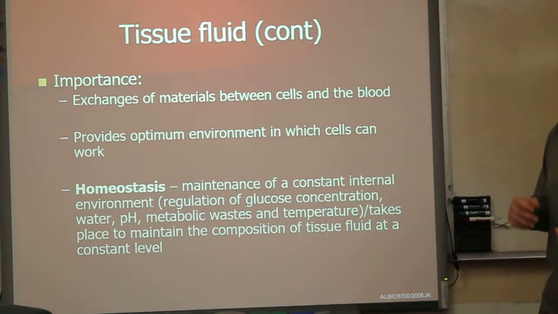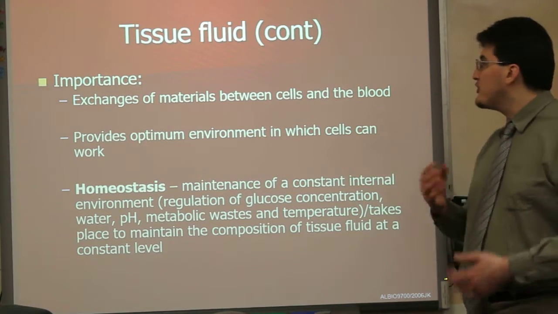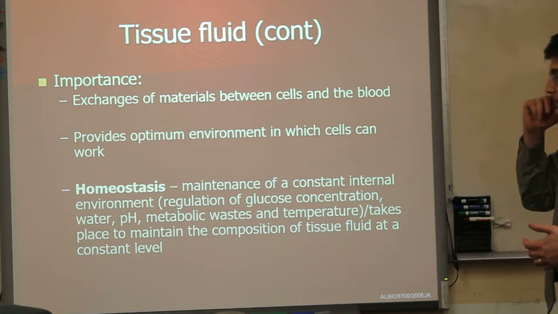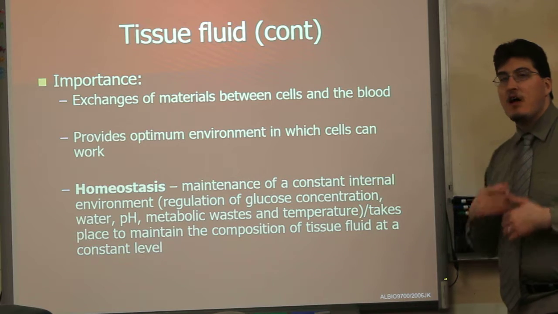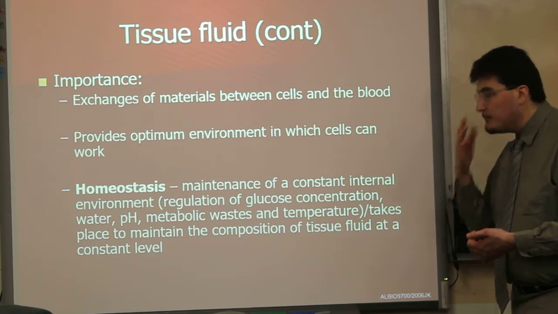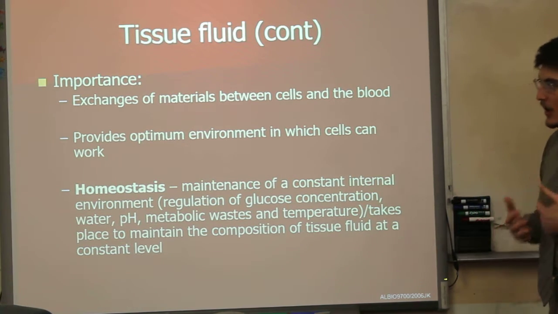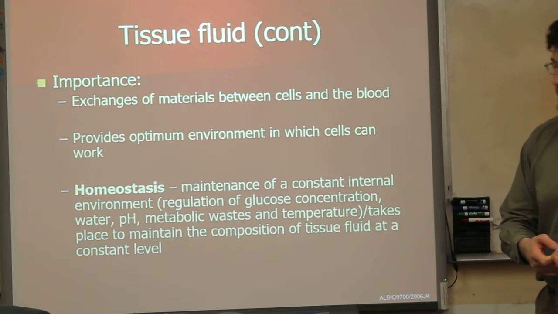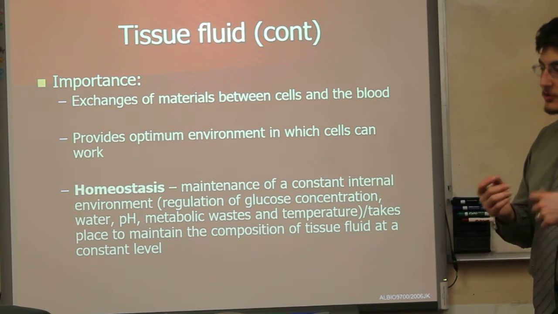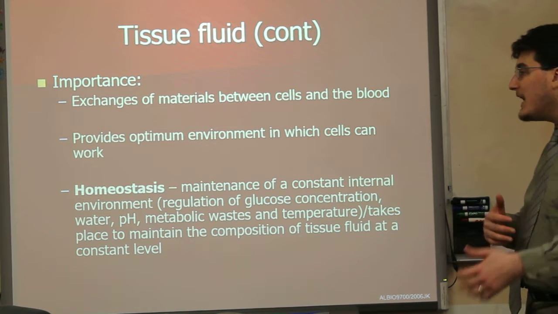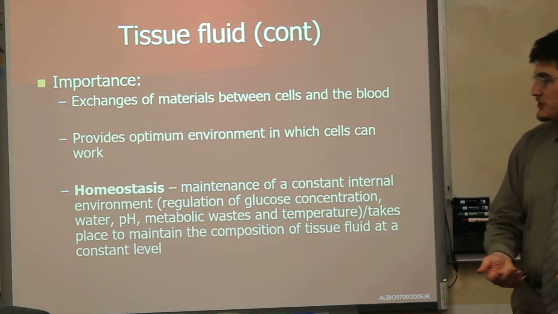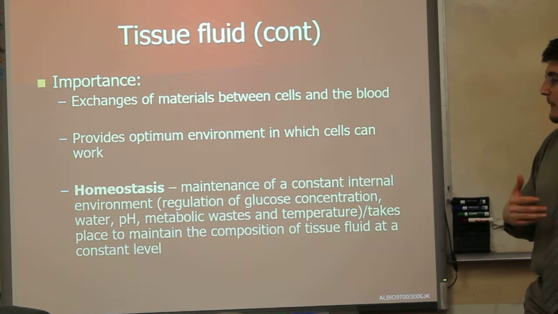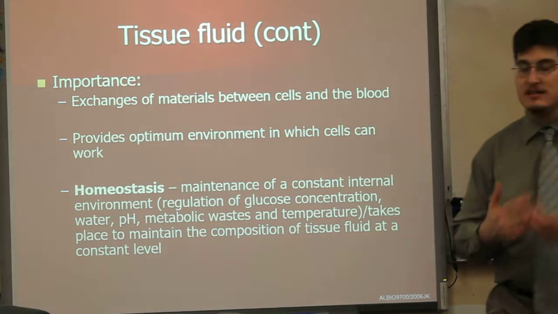So the exchange of materials between cells and the blood is what tissue fluid is for. It's important for the environment that the cells need to work in. It's important for homeostasis. Homeostasis is the maintenance of a constant internal environment. The regulation of the glucose concentration, water, pH, metabolic wastes, and the temperature all need to take place to maintain the composition of tissue fluid at a constant level.